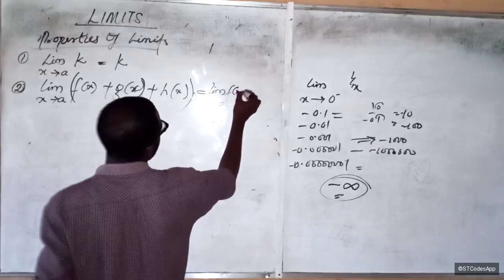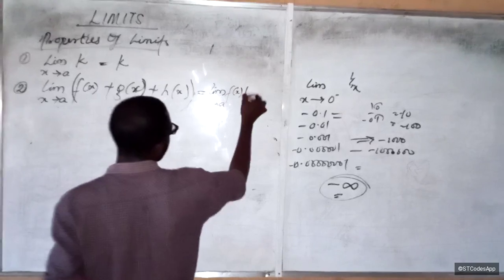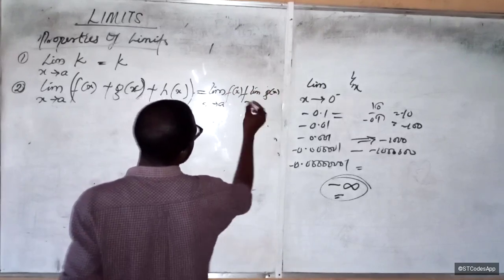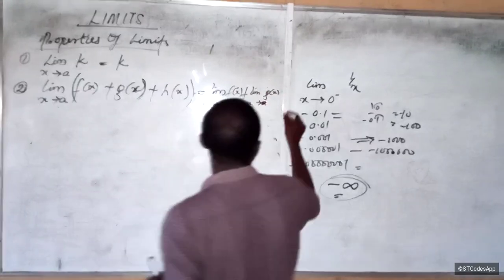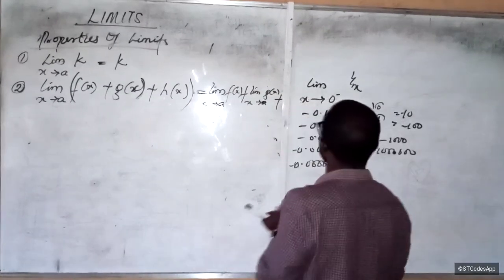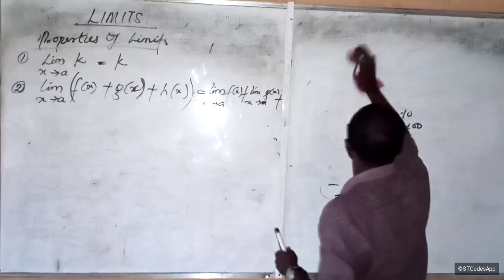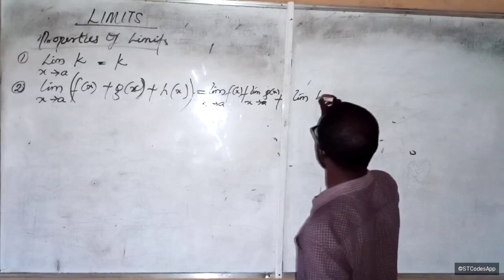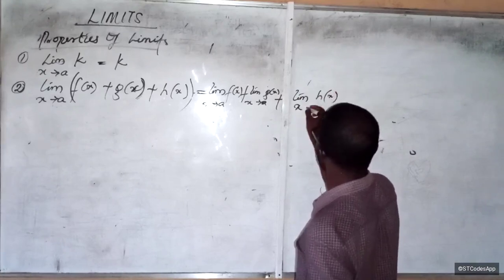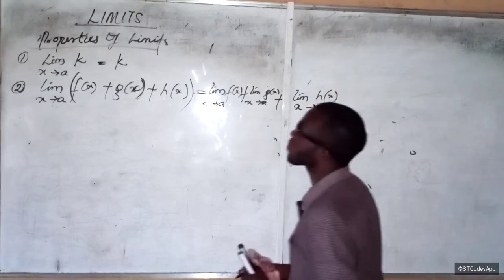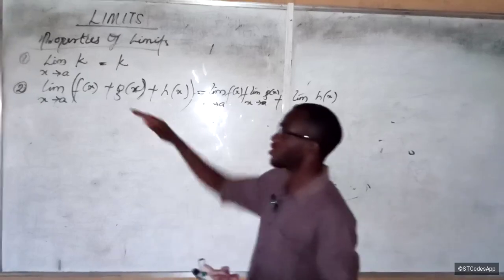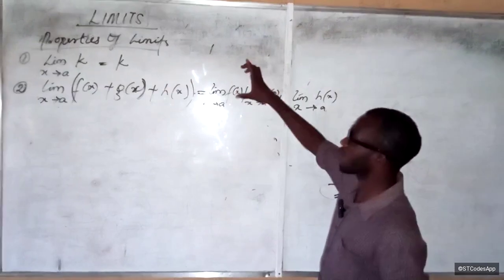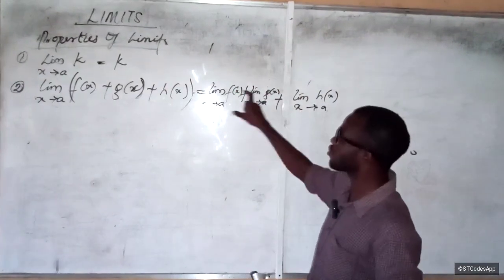So it should be equal to the limit as x approaches a of f of x, plus the limit of g of x as x approaches a, plus the limit of h of x as x approaches a. So the limit of a summation of functions is equal to the summation of the individual limits.